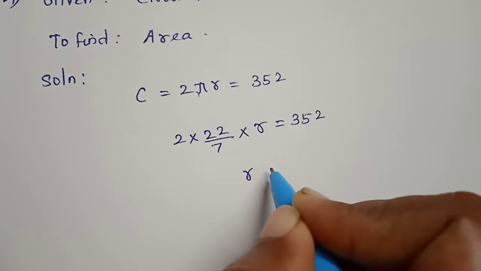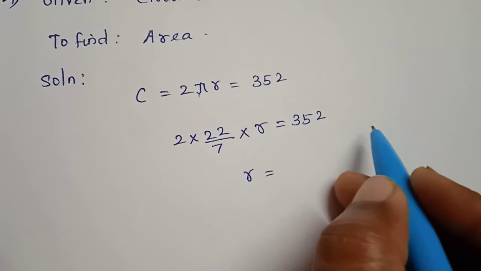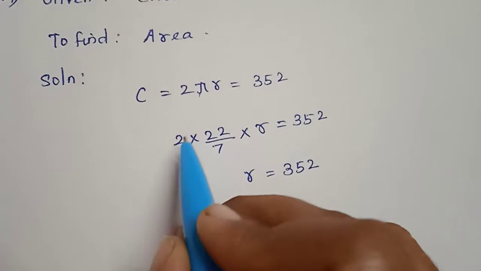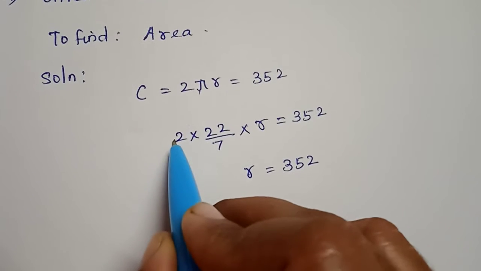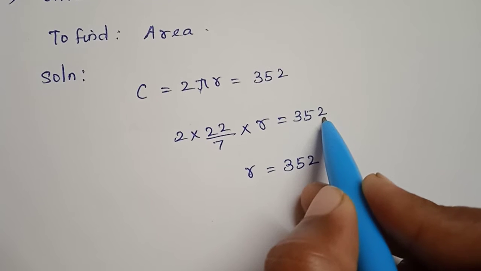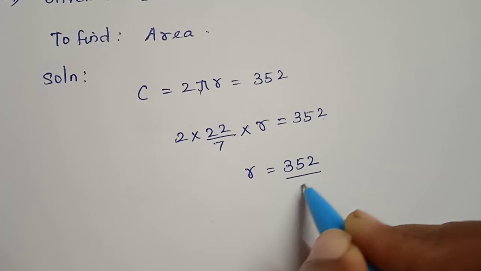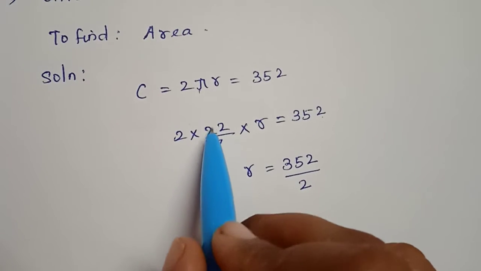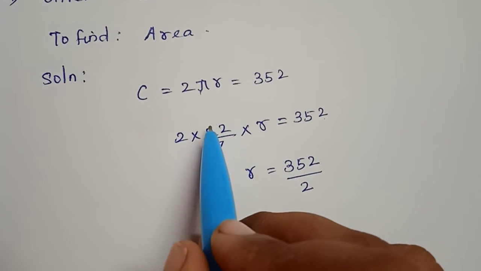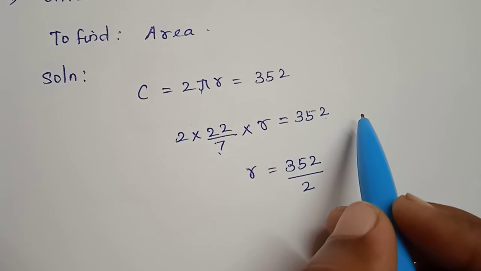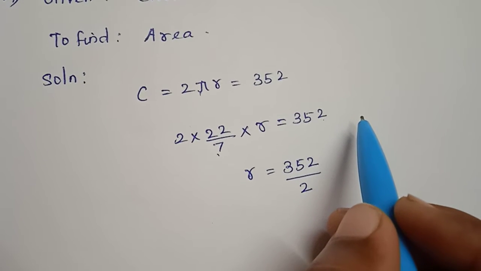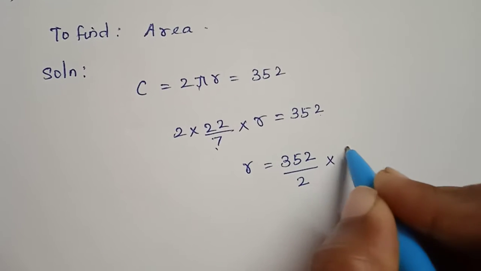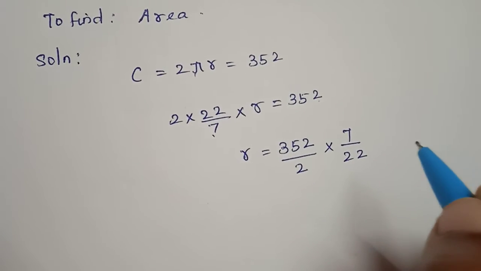We'll keep this r alone left side and we'll bring the remaining things to the right side. Already in right side I have 352. That we'll write 352. Now here we have 2. It is in multiplication. When you bring it to another side, it will become division. So 352 divided by 2 and 22 by 7. Whenever it is in fraction and you are bringing to another side, we have to multiply by its reciprocal. So the reciprocal of 22 by 7 is 7 by 22. So 7 by 22. Okay.